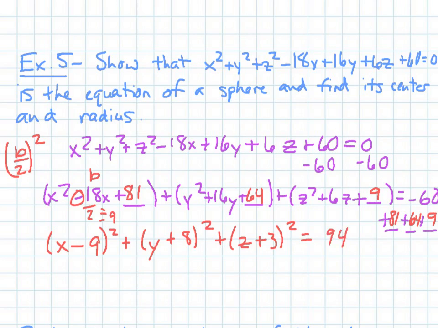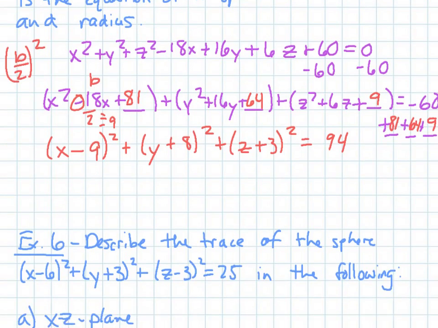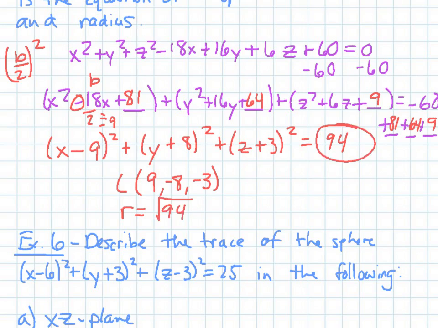So now they also want us to state what the center was and the radius. The center was 9, comma, negative 8, comma, negative 3. And then the radius, remember that the value over here is r squared, so square rooting it gives you the square root of 94. And that would be your answer.